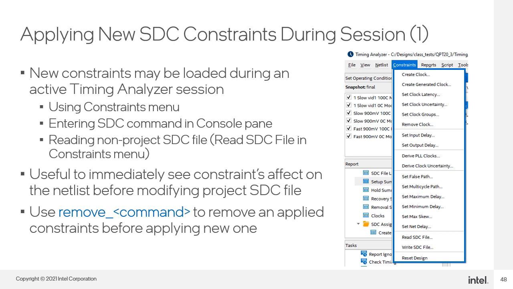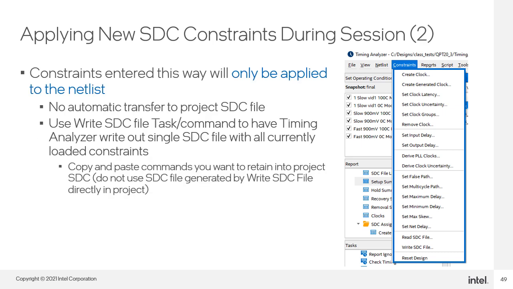You can also use the remove constraint command to delete a constraint that you have previously entered either through the SDC file or through Timing Analyzer. None of the constraints that you add through Timing Analyzer, either through the console or the constraints pull-down menu, are saved when you exit. To save these new constraints in the SDC file, you can use the write SDC file command from the constraints pull-down menu to write out all the constraints that are currently in memory during the Timing Analyzer session.